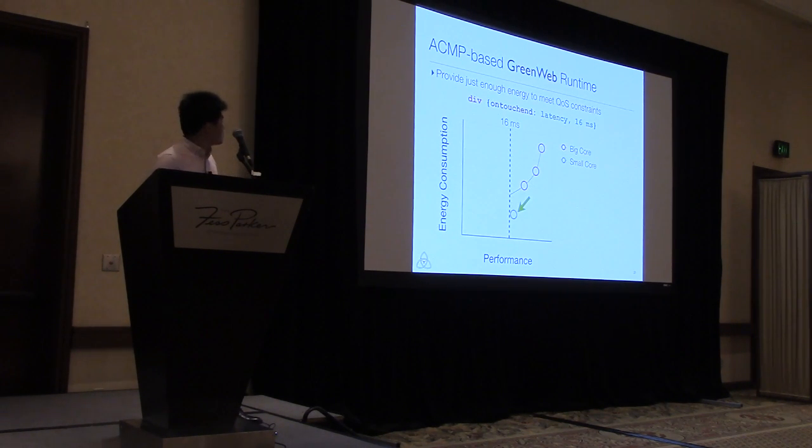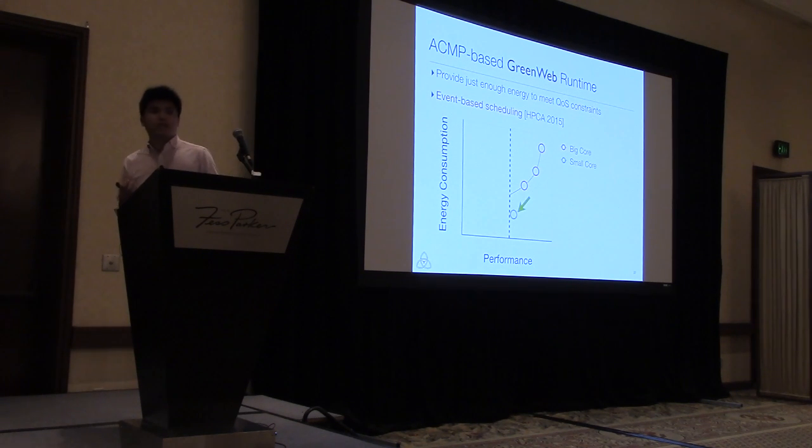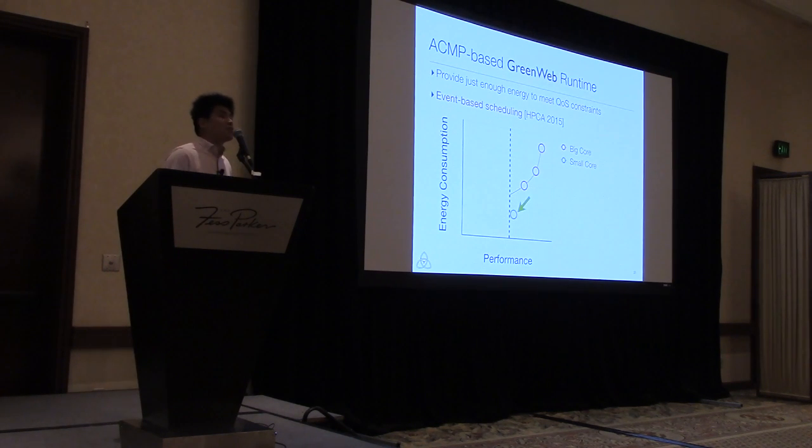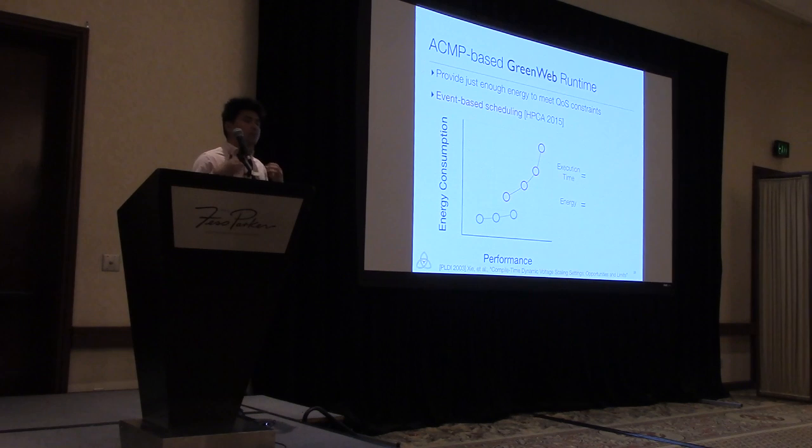performance. So the way we do that is to leverage a technique called event-based scheduling, which is actually proposed in our prior work. While I encourage you to read our original paper, I'm going to give you a high-level overview of how event-based scheduling works. So the idea here is that we want to be able to construct models that predict the execution time and energy consumption of each of these configurations. Once we know the execution time and energy consumption of all configurations, we can easily pick the configuration that consumes the least energy but provides enough performance.